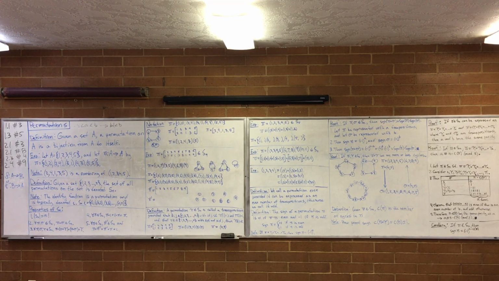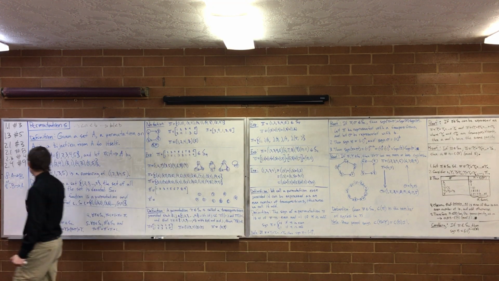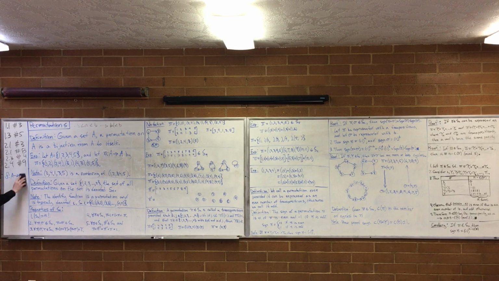Okay? So now we're talking about a permutation, which is a special type of function. It's a type of function where the domain and the codomain are the same set. If f is a bijection from A to A, we call f a permutation on A. Okay. So that's where we're beginning, a permutation.